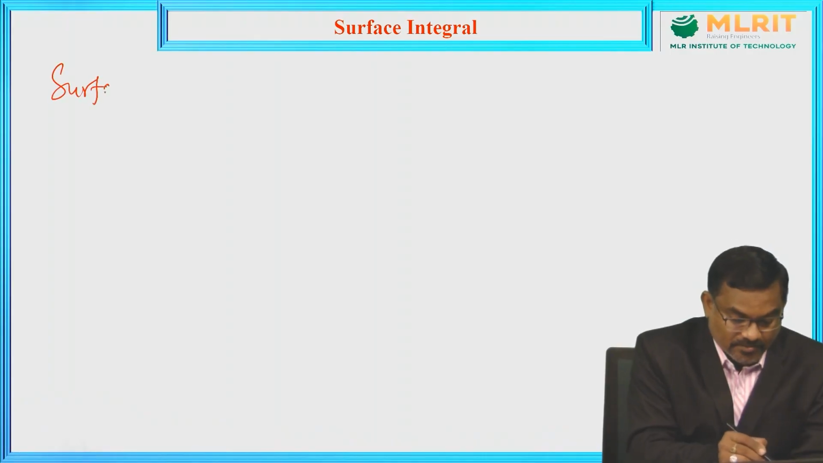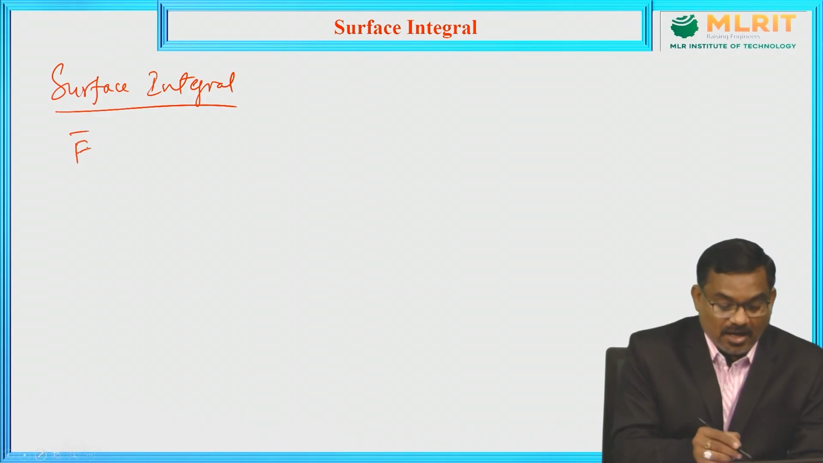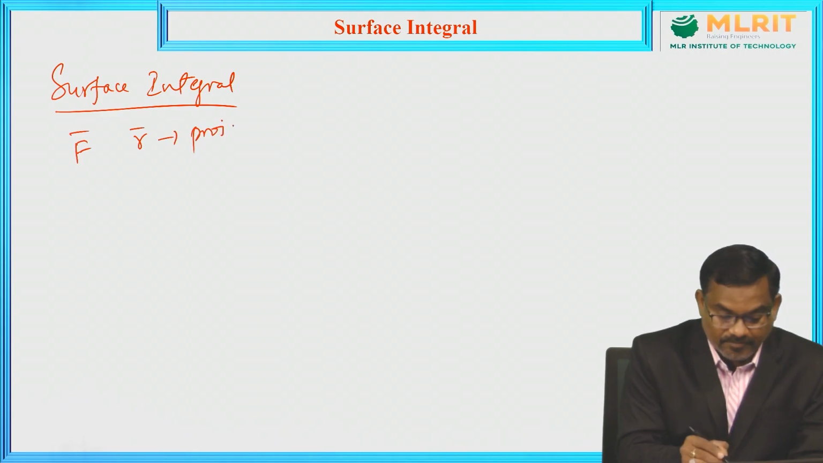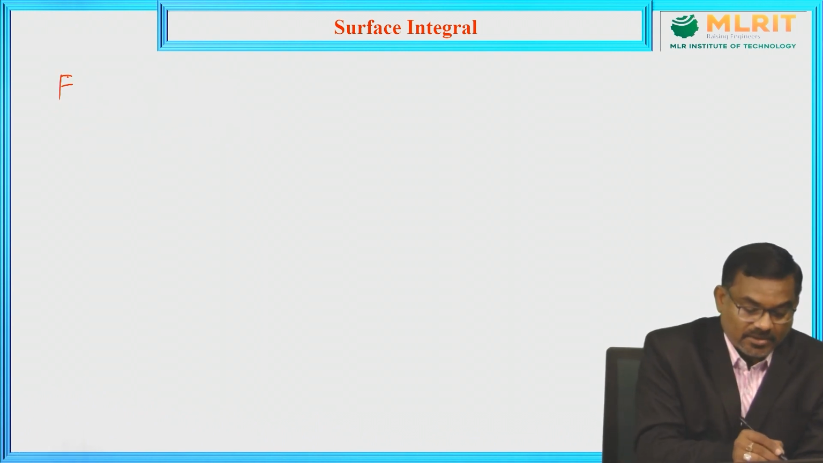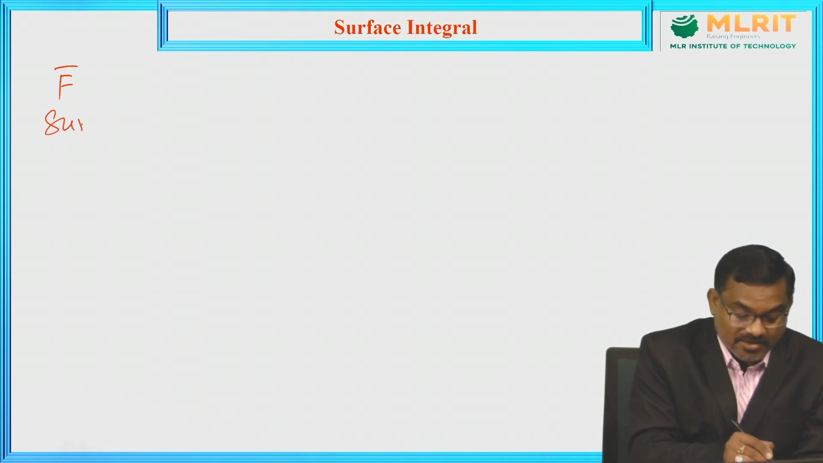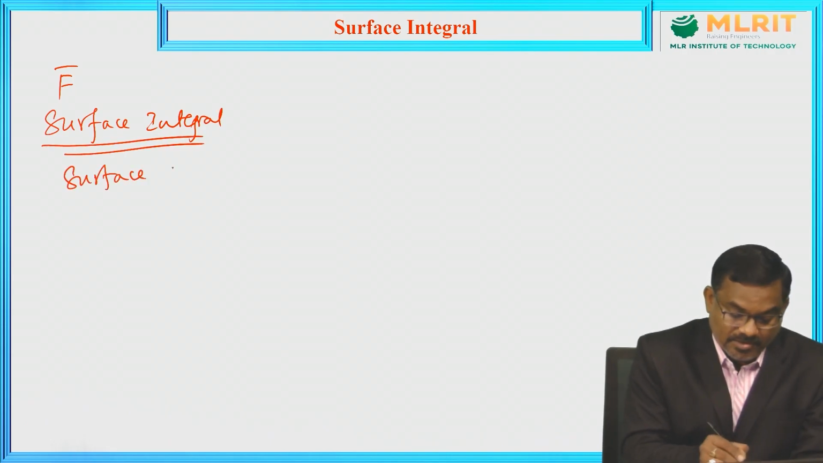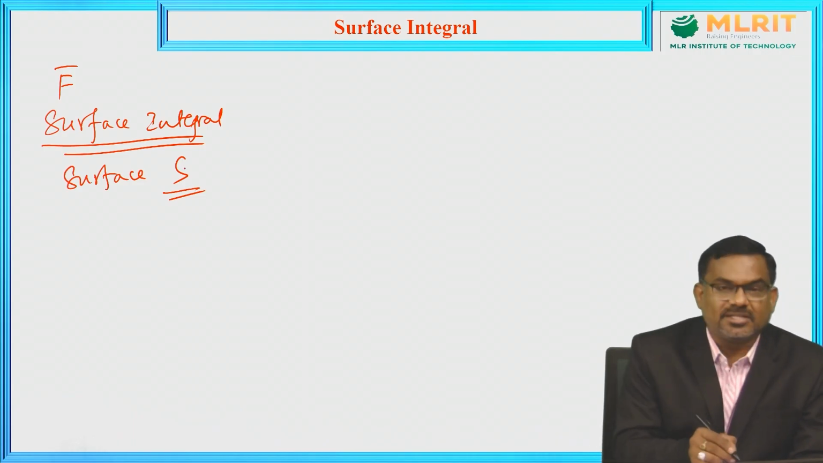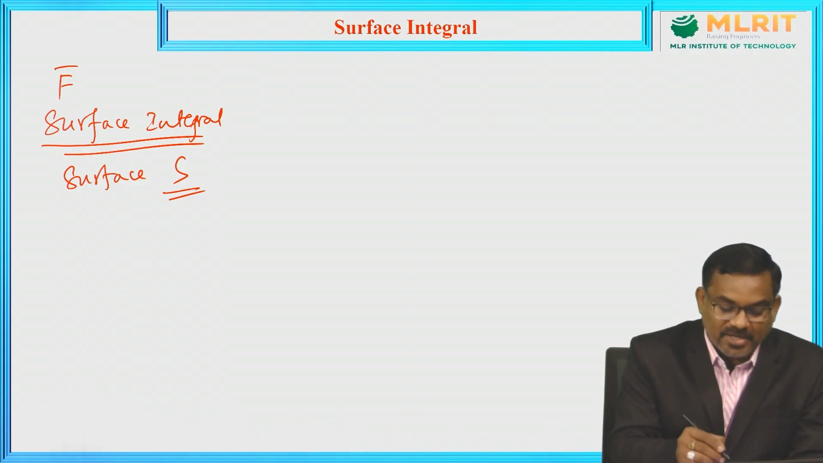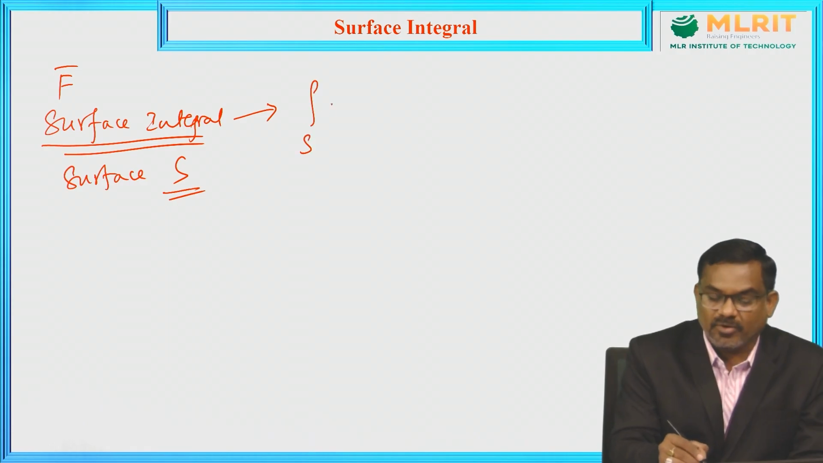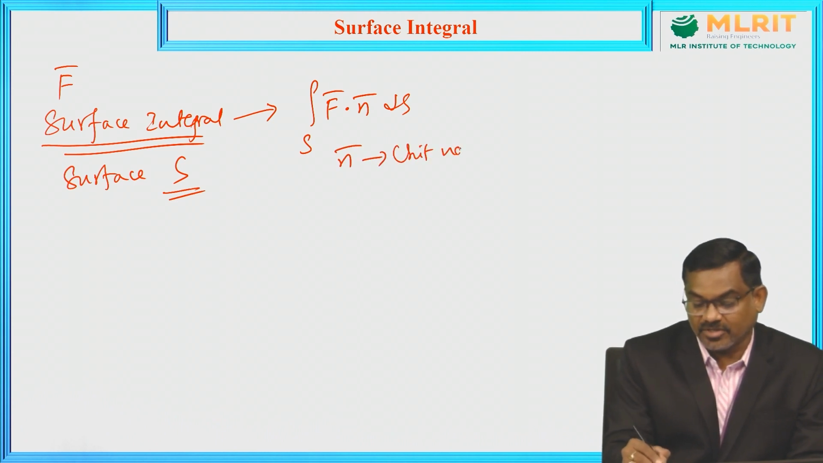Now the surface integral. Let us consider a vector F bar and we need to evaluate the surface integral of this vector over a surface, capital S. To evaluate this surface integral, we consider the projections in the xy plane, yz plane or xz plane. A surface integral can be defined as the integral over S of F bar dot n bar dS, where n bar is the unit normal vector to the surface.